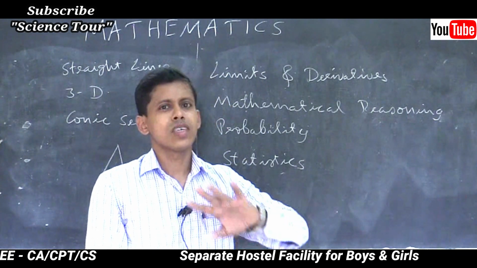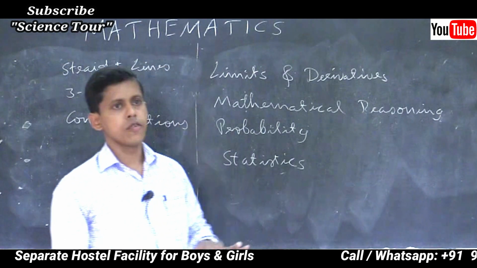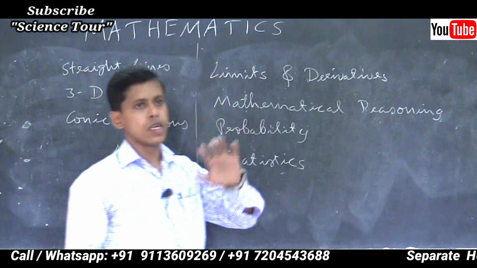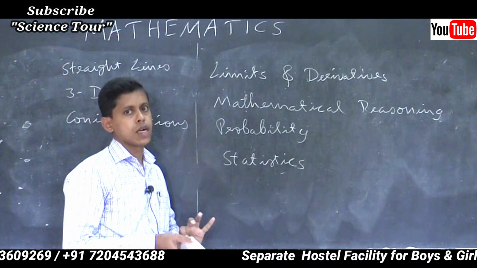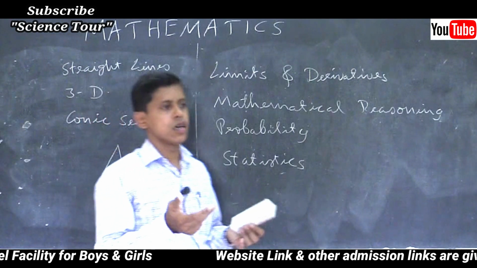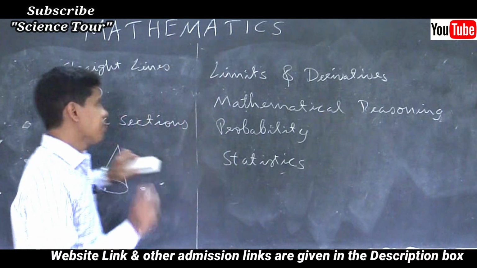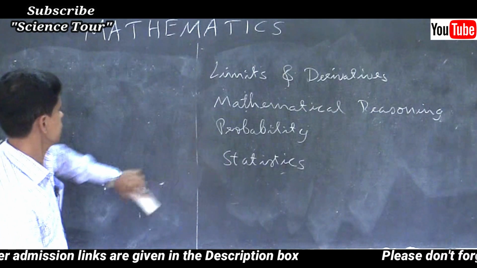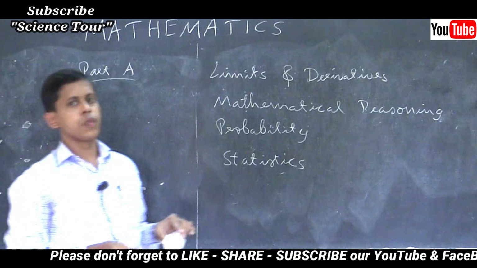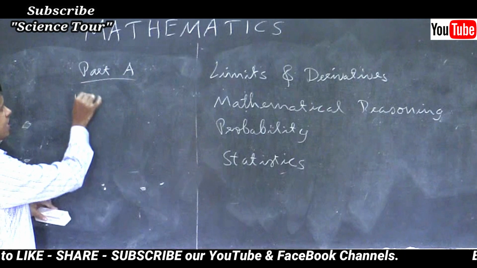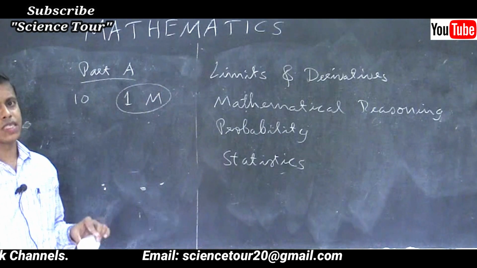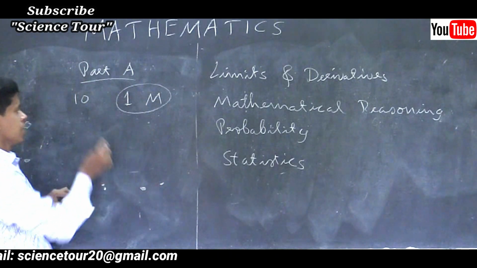Alright, now what is the question paper pattern that is going to be in the first year? As you know, maths is 100 marks paper, and there is no internal assessment or the assignment. Alright, so it's going to be 100 marks paper in the final exam. So how is this paper divided? You have the five parts. You have the first part, that is part A. You have to answer 10 one mark questions, and there are no options, all are compulsory.